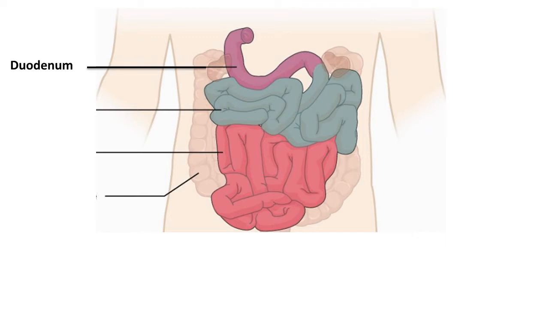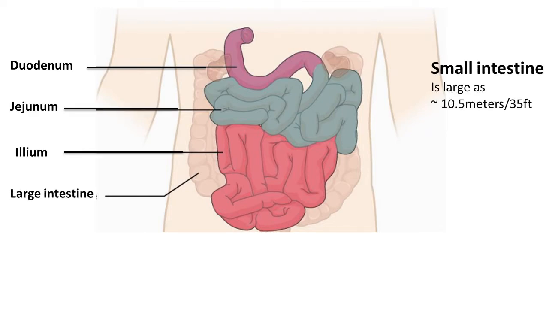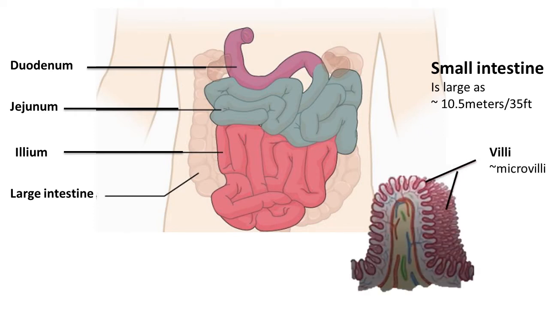And the small intestine. The first part of the small intestine is called duodenum. The second one is jejunum. The third one is ileum. Despite the name small intestine, it is as long as 10.5 meters or 35 feet. Inside the small intestine, there are small projections which are called villi. The villi are further composed of microvilli. Basically, the microvilli increase the surface area of the small intestine, so more and more nutrients get absorbed here.